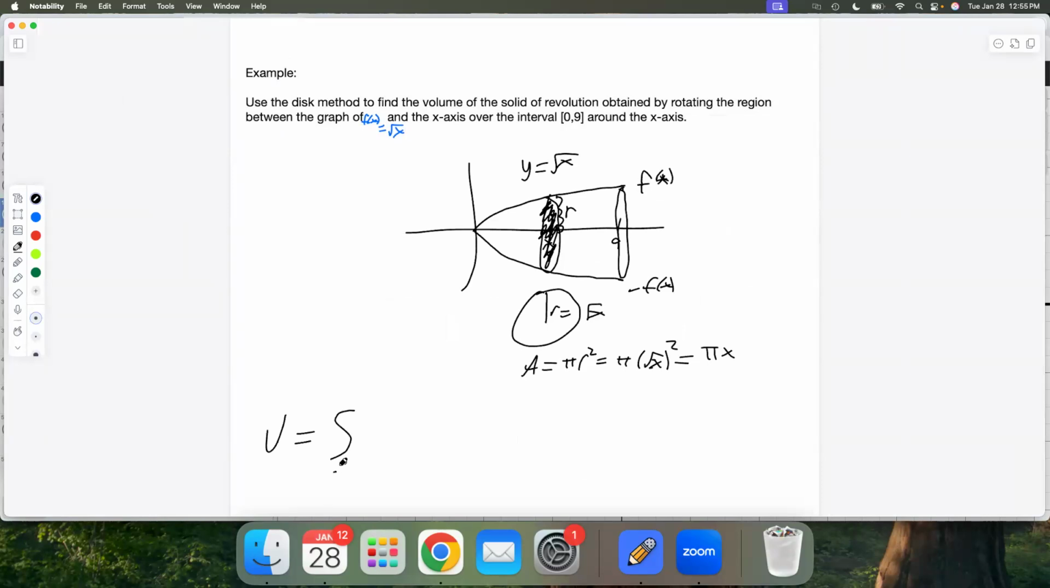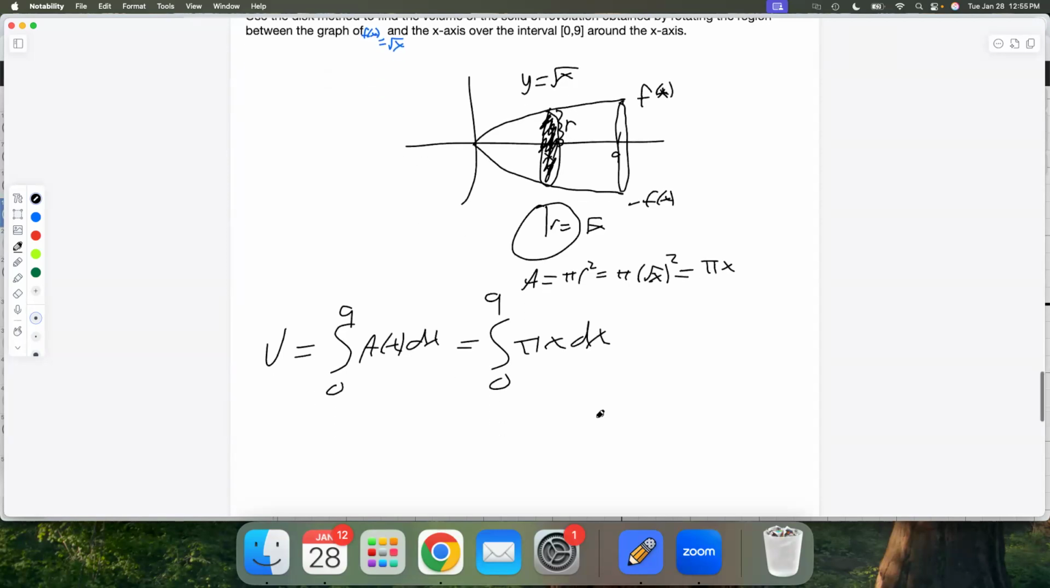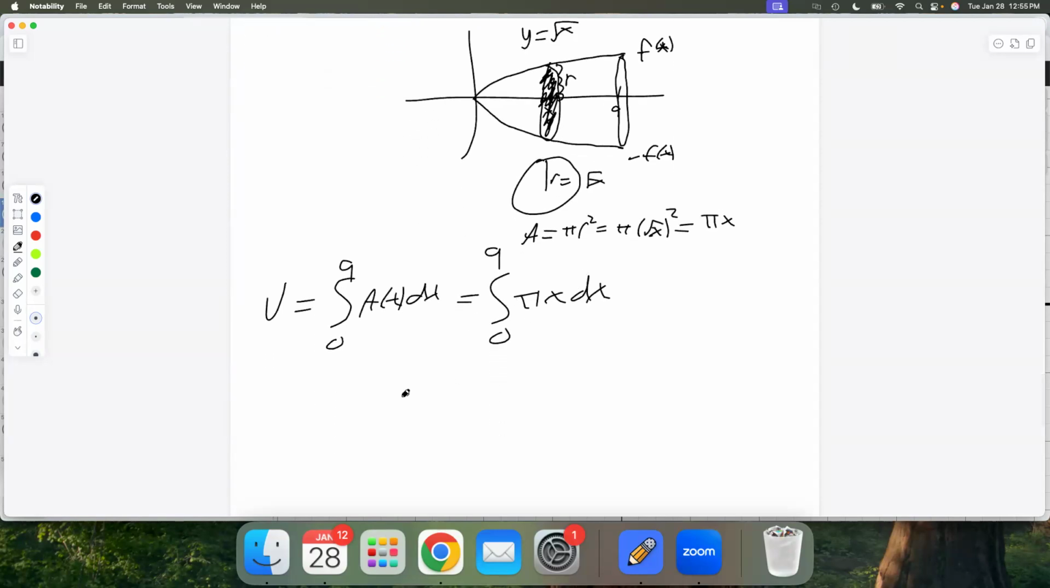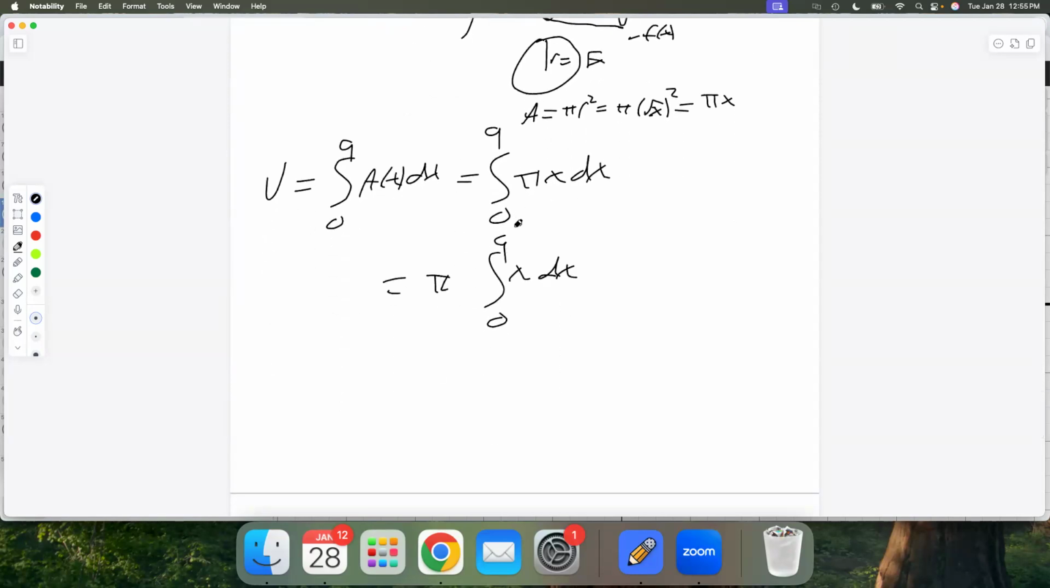Then this volume will be the definite integral from 0 to 9, because that's what we were told. I'm going to write this out again. A of x dx. So definite integral 0 to 9 pi x dx. Now we just do the antiderivative. The pi just comes along for the ride. I can just pull it out. I didn't have to write this as a separate step, but remember, constants can come out front. So that's pi x squared over 2 evaluated from 0 to 9.